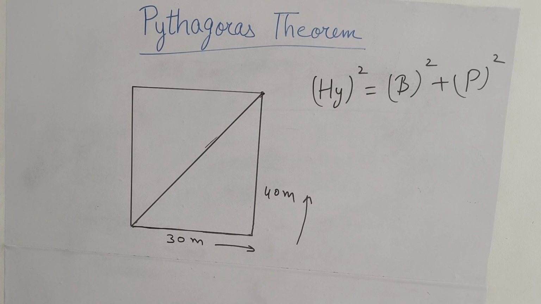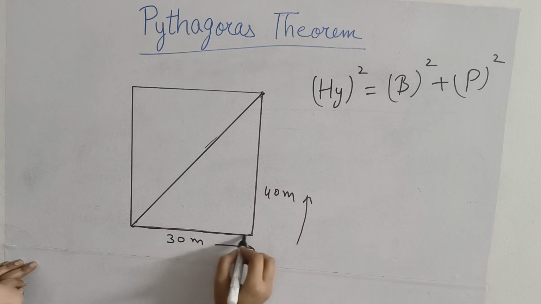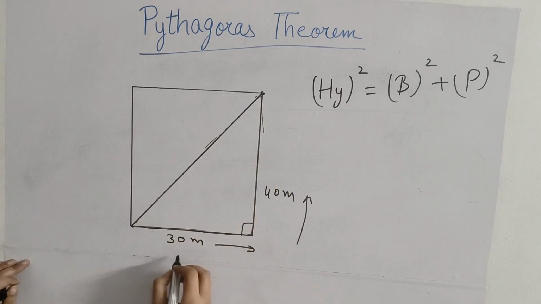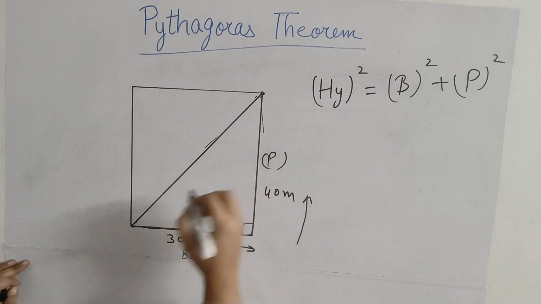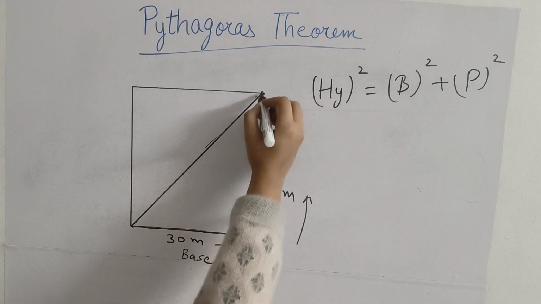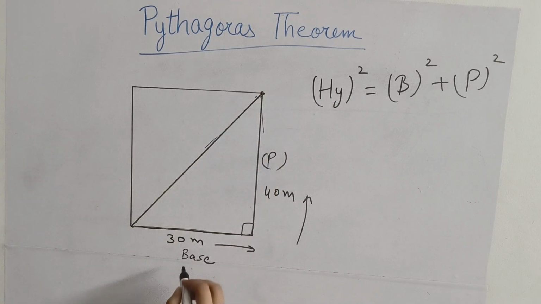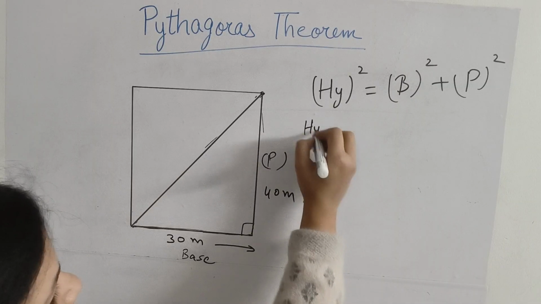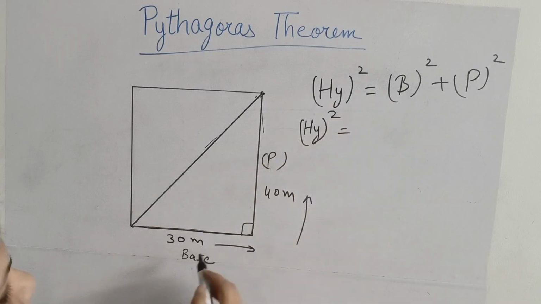Now using Pythagoras, this forms a 90-degree triangle, that means a right angle triangle. This will be my base, perpendicular. Now I want to calculate the distance covered by the bird directly from the start point to the end point. So now putting these values in the Pythagoras theorem, we want to find the value of the hypotenuse, that is the distance covered by the bird, is equal to base square.